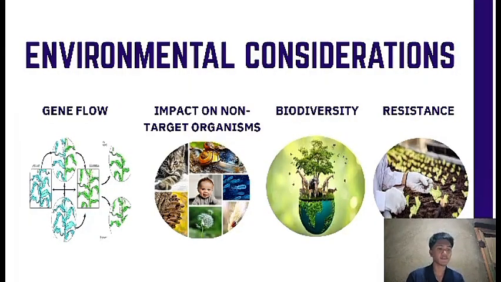Ethical environment consideration. Gene flow. Gene flow is about the plants' genes and the impact on non-target organisms, which we can see in animals or plants. Biodiversity is about the healthy animals and diversity we can see. Resistant is good for humans or the plants.